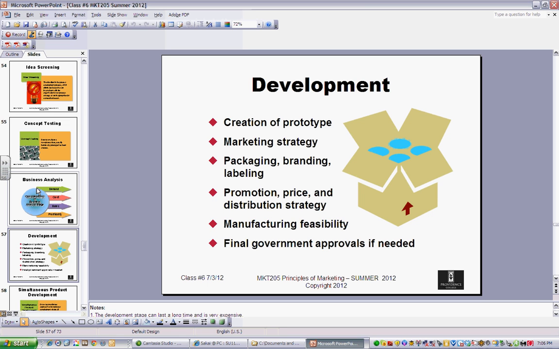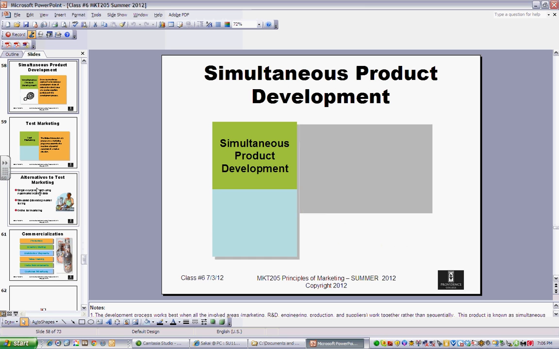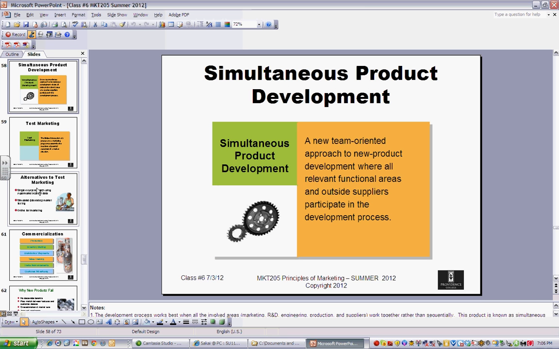Development is the important part: creating prototypes, strategy, packaging the product, how to promote, can you make it. And if there are any legal or financial or political issues, make sure you have those approvals in place before you move forward. Simultaneous product development is another description of the overlap or concurrent product development.